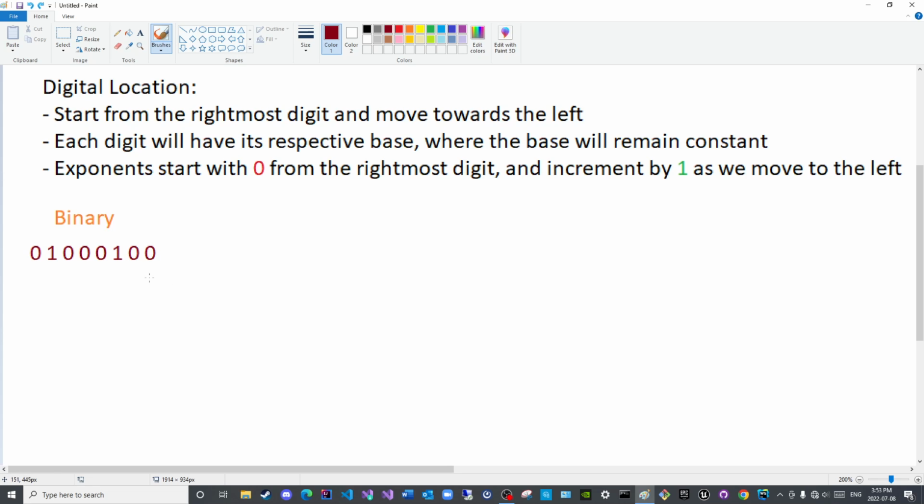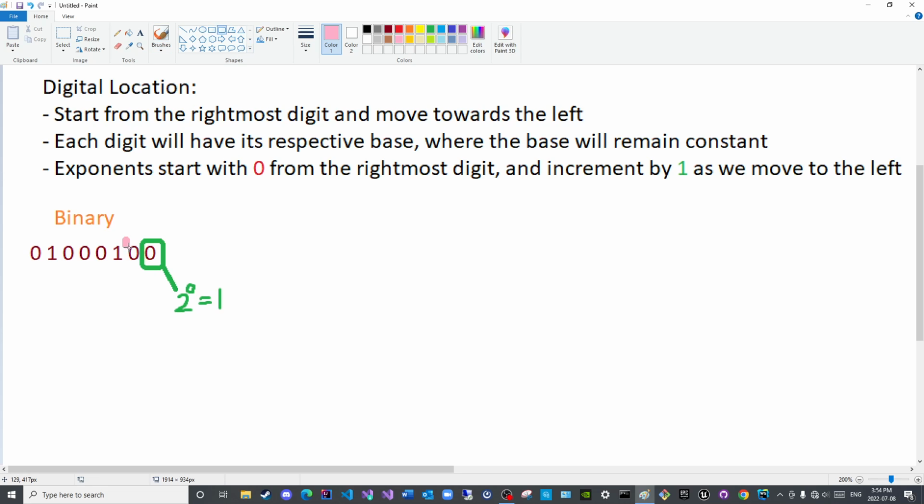So what is the location for this digit? If you wish to know the names, you can infer the names from the calculation, but you do not really need to know the names. So this will be 2, because it is binary, so the base is 2. And what is the exponent? We always start with 0. So 2 to the power of 0, which is equal to 1. So this is the ones digit for binary.